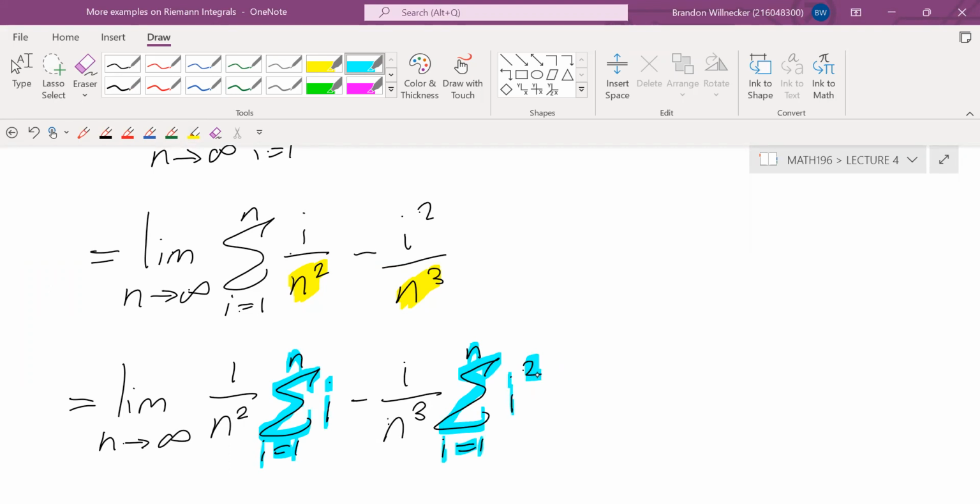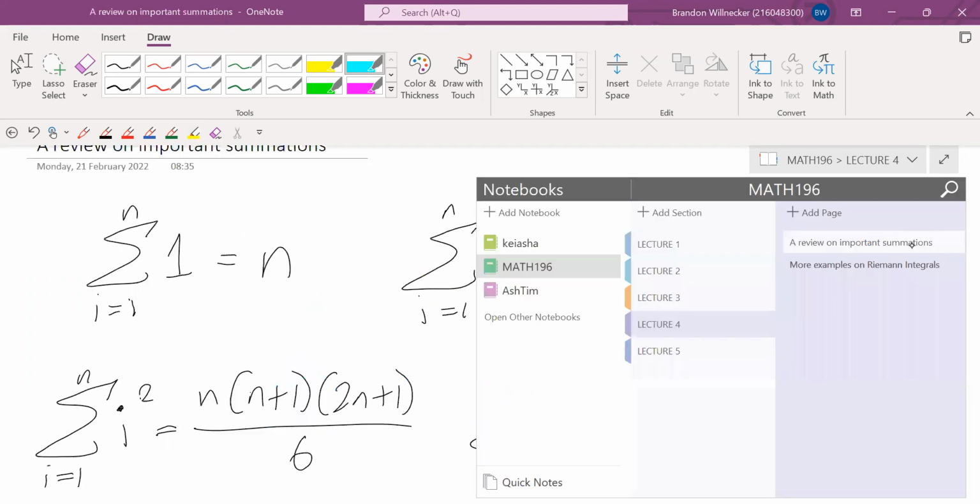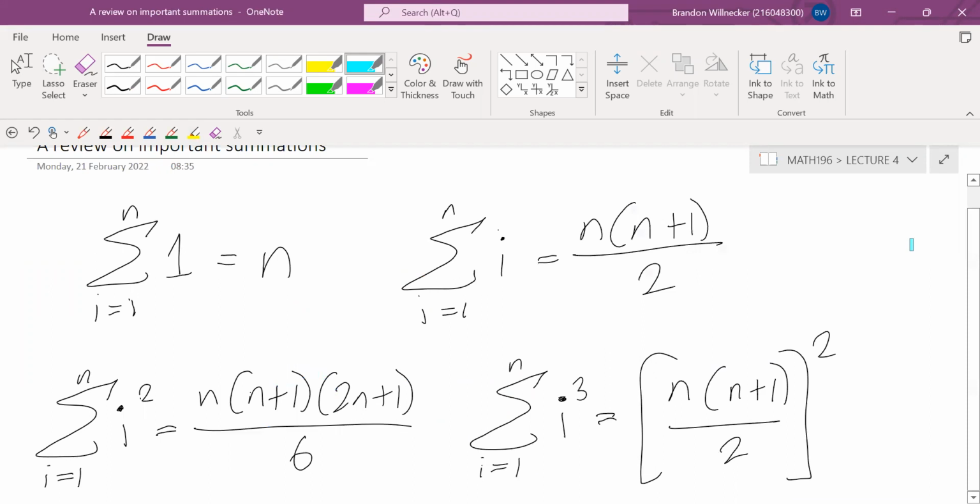If we just take a look back at our summations here, we see we need to find the sum of i. So that's the second thing over here. And we need to find the sum of i squared. That's this third one over here. So what we can do is replace the summations with these new expressions on the right-hand side. So let's do that.